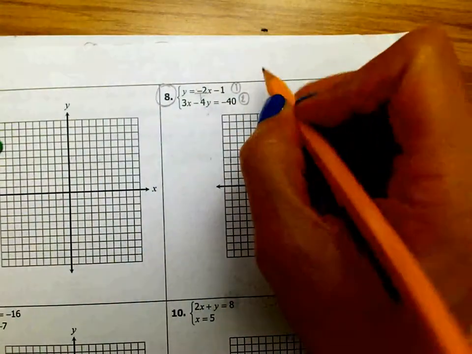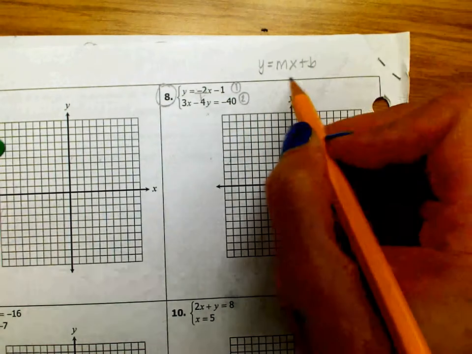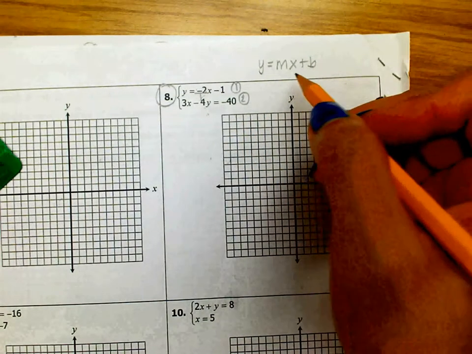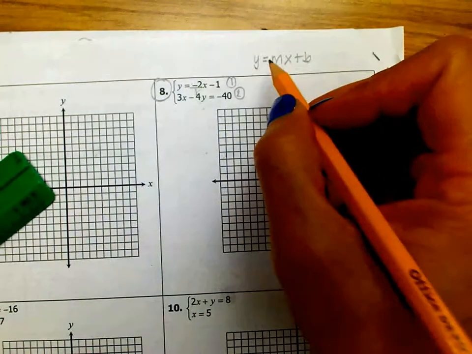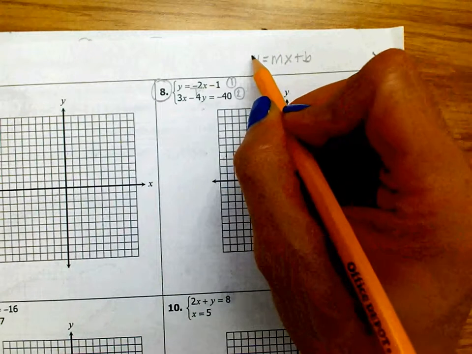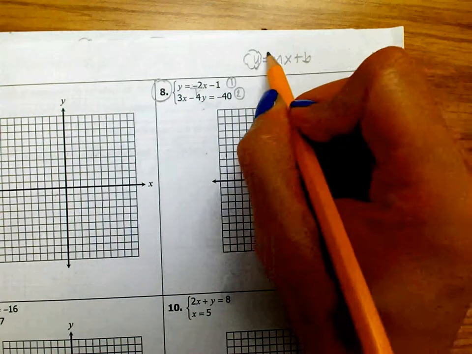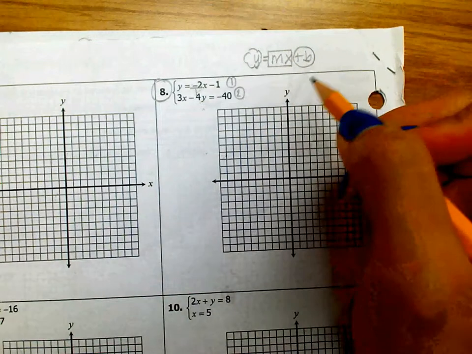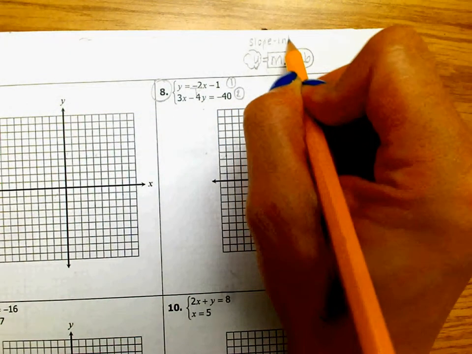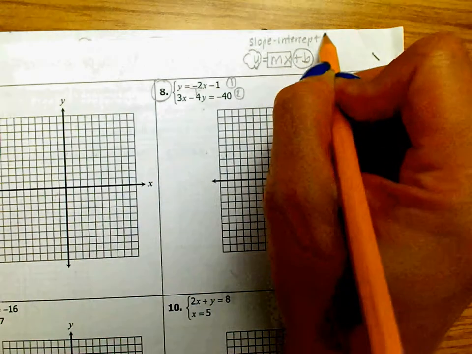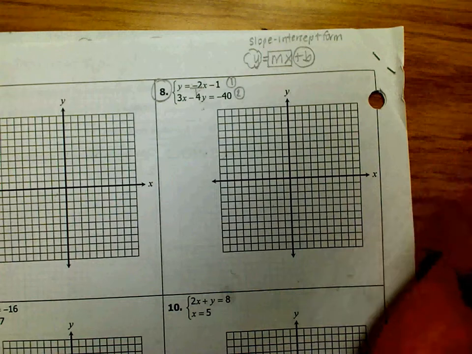Now remember, we want these equations to be in slope-intercept form, which is y equals mx plus b. So we're going to put a cloud around the y, a box around the mx, and a circle around the b. And this is, again, called slope-intercept form. And you should know this because if they ever ask you to write it in slope-intercept form, you know that it's supposed to look like that.